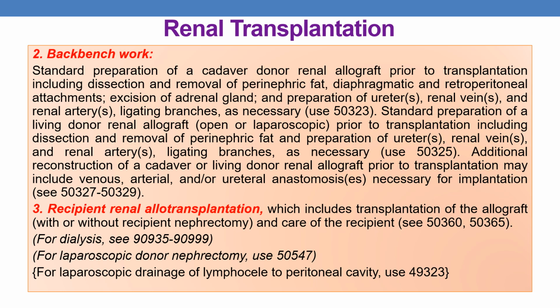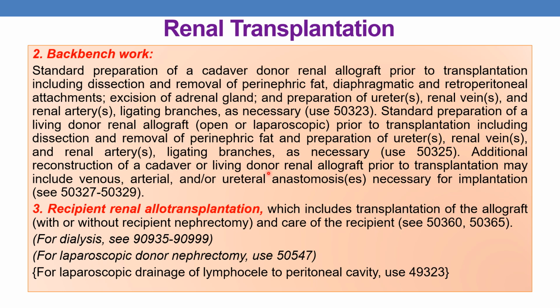The next is backbench work. Standard preparation of the cadaver donor renal allograft prior to transplantation, including dissection and removal of perinephric fat, diaphragmatic or retroperitoneal attachments, excision of the adrenal gland and preparation of ureter, renal veins and renal artery, ligating the branches as necessary. Standard preparation of living donor renal allograft, that is open or laparoscopic, prior to transplantation, including the dissection and removal of perinephric fat and preparation of ureter, renal veins and renal arteries, ligating branches as necessary. For cadaver you need to use 50323 and for living donor you need to use 50325.